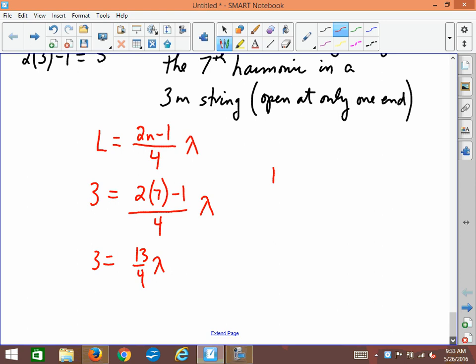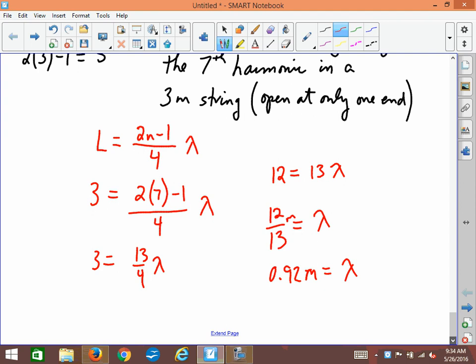Multiply both sides by 4. 3 times 4 is 12, equals 13 lambda. Divide: 12 over 13 meters equals lambda. That would be meters. Remember, wavelengths are distances. And you could, if you wanted to, punch that into your calculator, but it's just going to be somewhere around 0.9-ish of a meter. I think it's 0.92-ish. That's the wavelength of that particular 7th pattern.